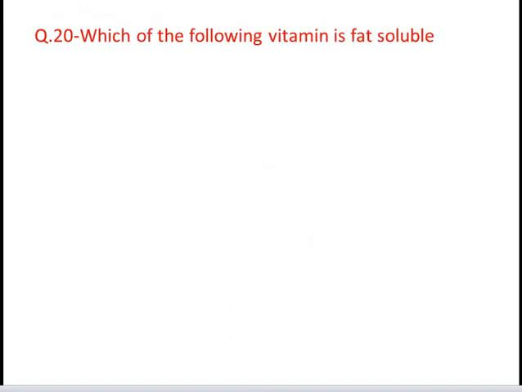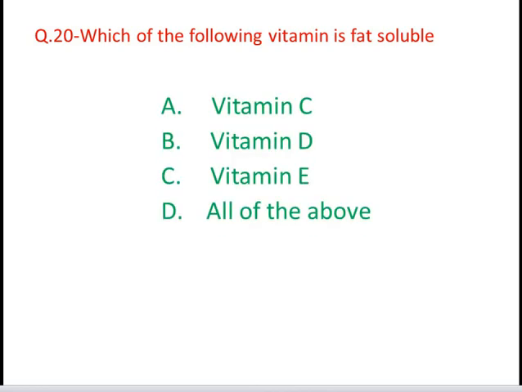The last question is, which of the following vitamins is a fat soluble vitamin? These are the four options: A. vitamin C, B. vitamin D, C. vitamin E and D. all of the above. Yes, the correct answer is vitamin E. Vitamin C is a water soluble vitamin, whereas vitamin D and vitamin E are the fat soluble vitamins.